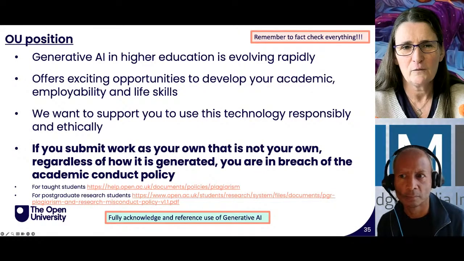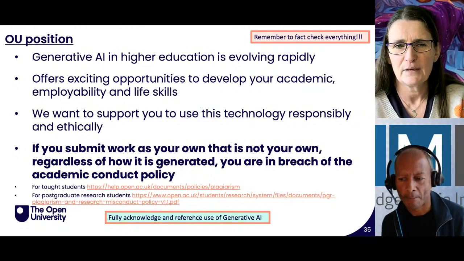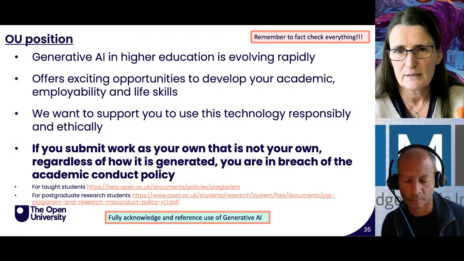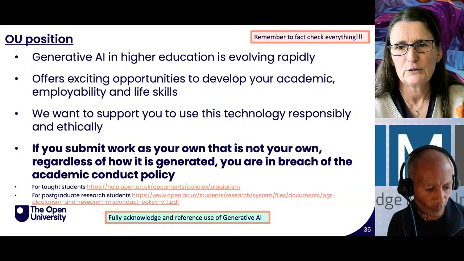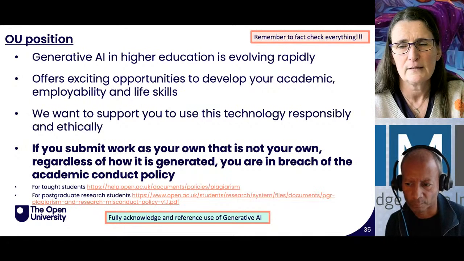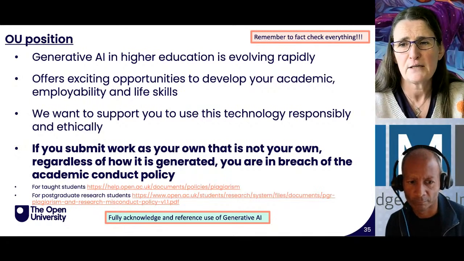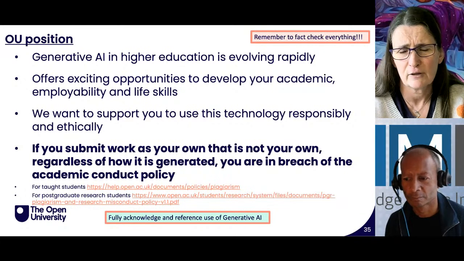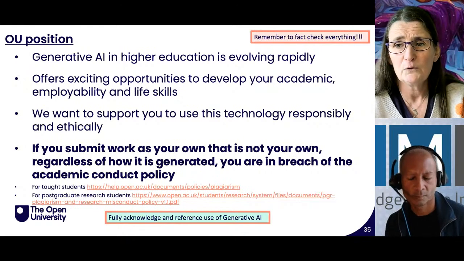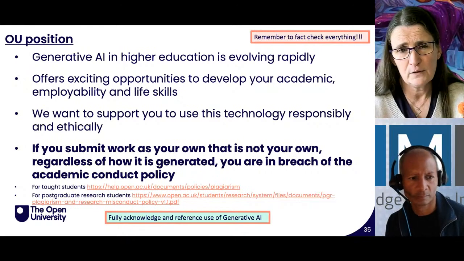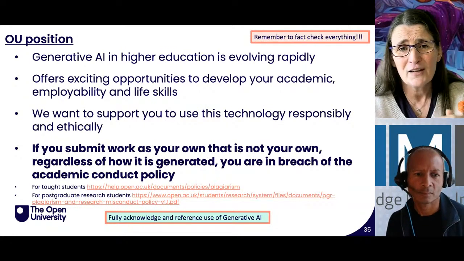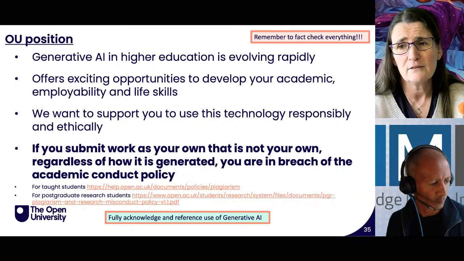So the OU, I told you about the group of people that came together, and we wrote a position statement, and it is on the website, and there's a link in this slide, and we'll get that link out to you. In our position statement, we made some things very clear. On all of my slides, you'll see in the top right, it says, remember to fact check everything. Those of you who've been playing with generative AI tools, and those of you who've been reading about it, will know that the information it spits out at us, and I say spit because it comes so quickly, is not necessarily correct. So you do need to fact check everything.